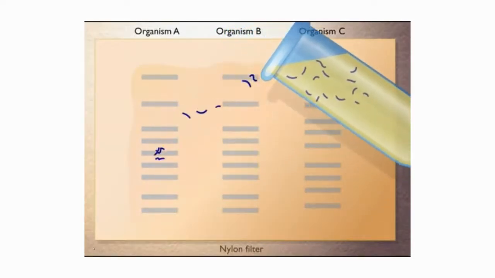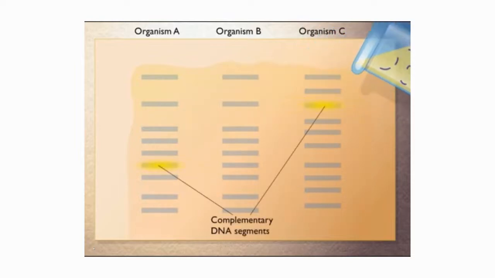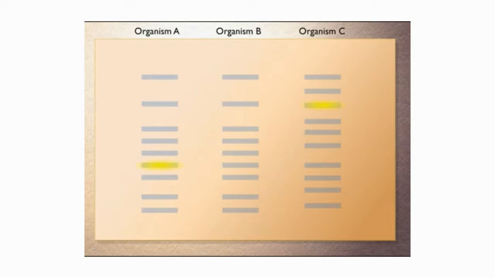The probe binds to complementary DNA segments. Note that the DNA segment being probed is not present in organism B. To detect the position of the radioactive probe, the nylon membrane is covered with an X-ray film. After development, the positions of the probe become visible.